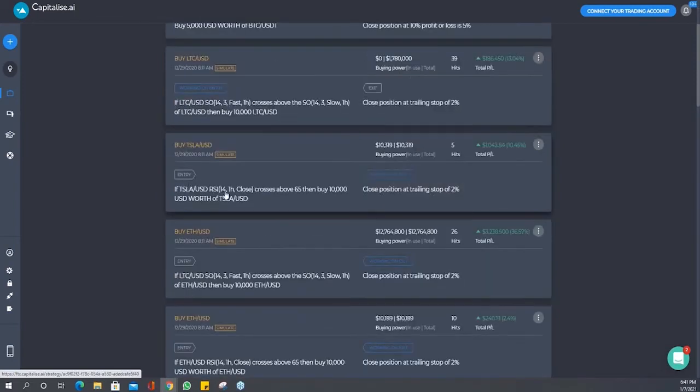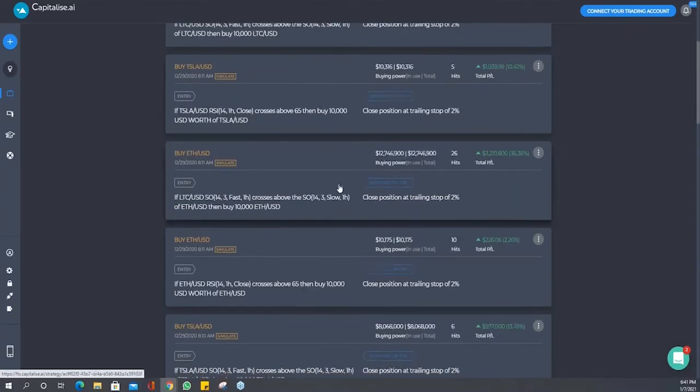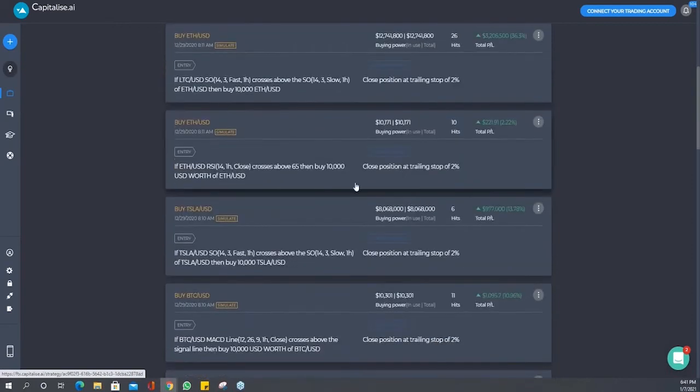Let's keep going. Here, John, I've had Tesla USD RSI crossing above 65, so I'm going with the trend, and just buying 10,000 USD worth of Tesla. I'm using a very small close, 2% trailing stop. I've had 5 hits at 10.37%, which is almost 2% a hit. And here's another stochastic. It's simple, fast over slow. 26 hits at 36%. So you get a real good idea of what's happening with your strategies.